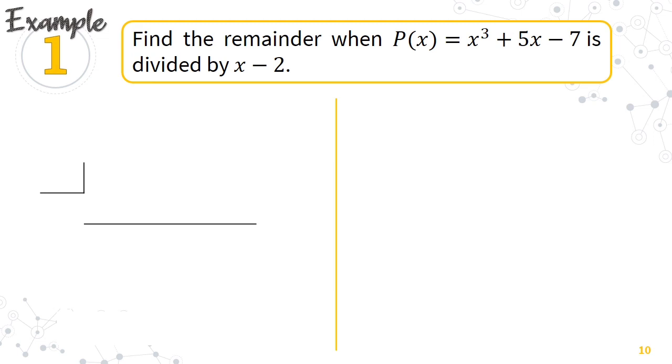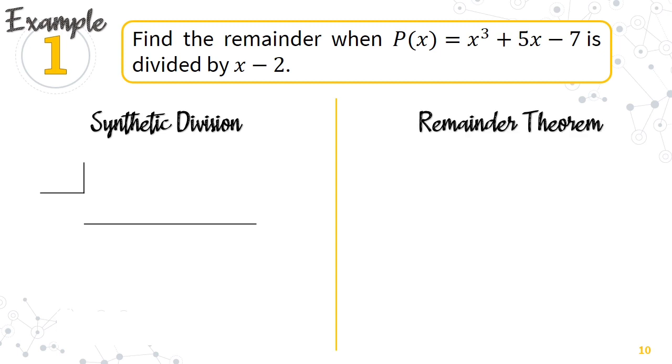For example, find the remainder when the polynomial p of x equals x cubed plus 5x minus 7 is divided by x minus 2. There are two ways to find the remainder when p of x is divided by x minus c. That is the first one, using synthetic division, or calculating p of c by substituting c in the given polynomial function, or simply the remainder theorem.